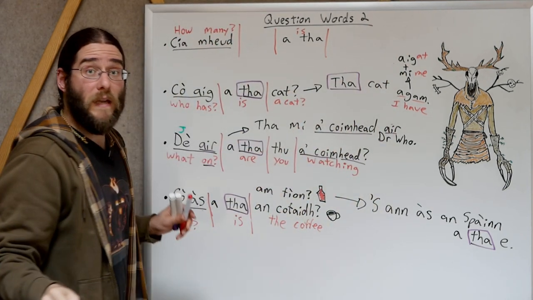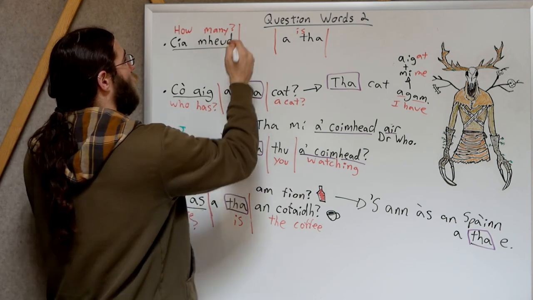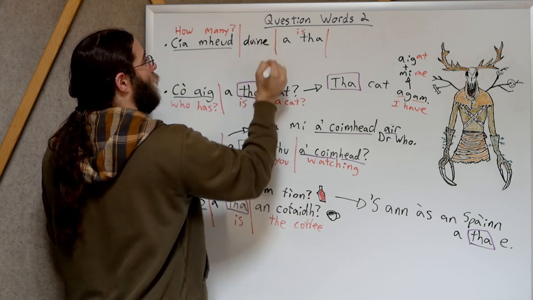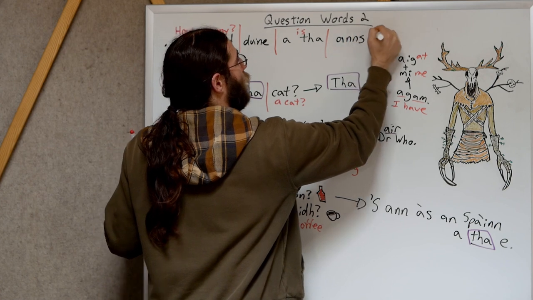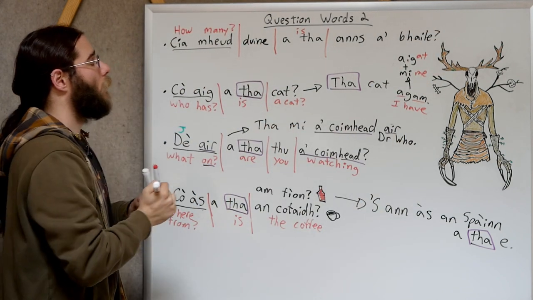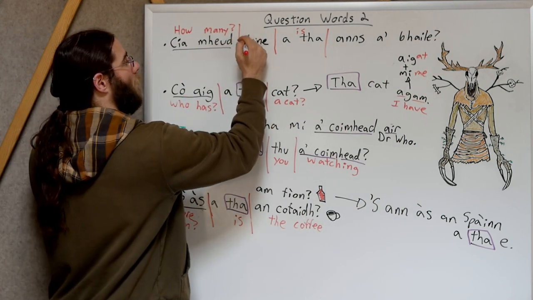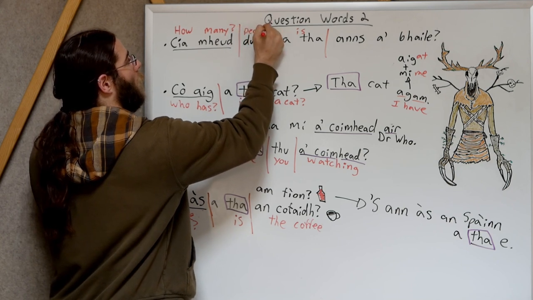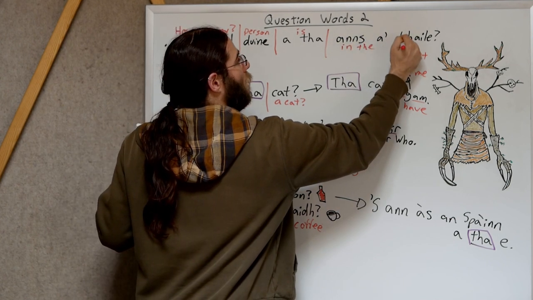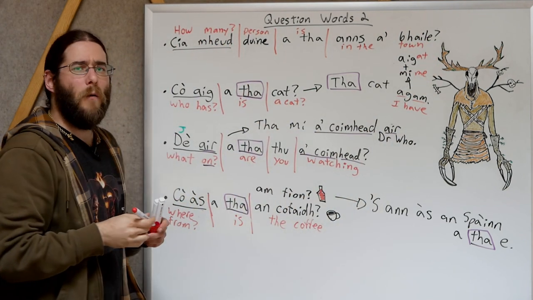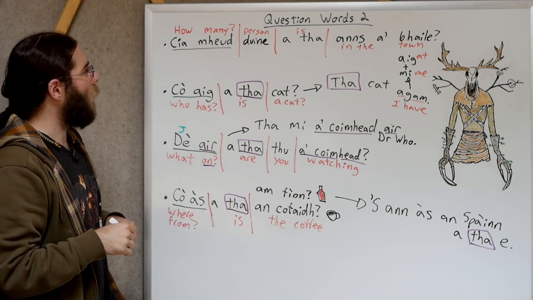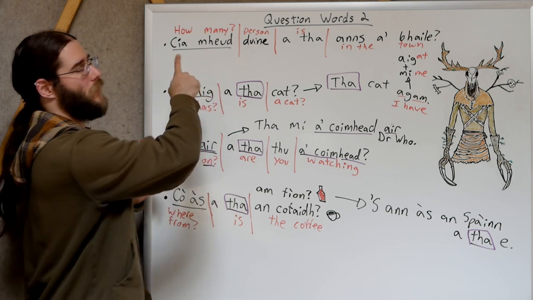Maybe learning about a new place. Kaviat dunya aha. How many person is in the town? Oh, how many people are in the town? Right, what's the population? That's the idea behind this question. Okay, nice. So, same structure as the previous question.